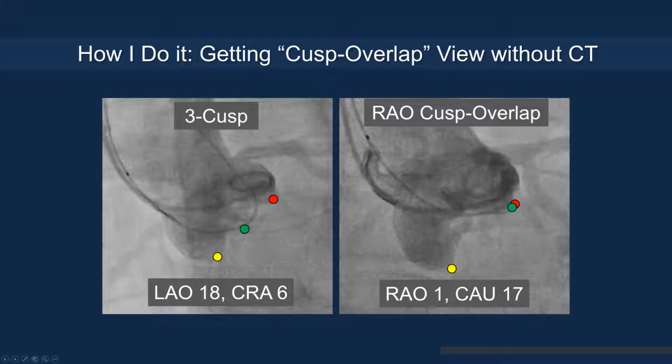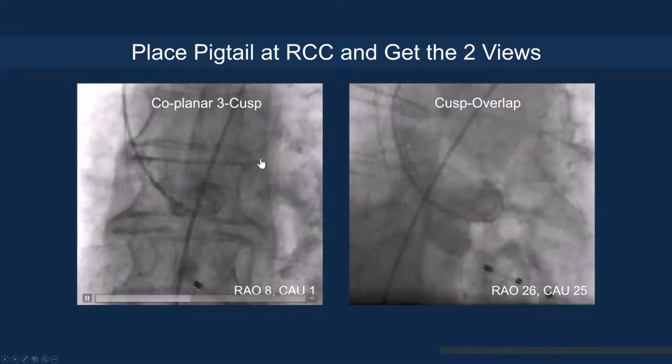You can see this is a free cusp view, and you put your pigtail and another catheter wire in the right cusp and the left cusp, and just overlap between the two. And there is your cusp overlap view, and you can then reposition the pigtail onto the non-coronary cusp to continue with the valve implantation. So here's an example.